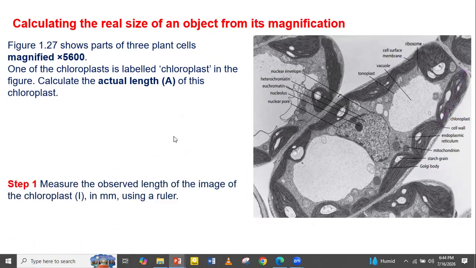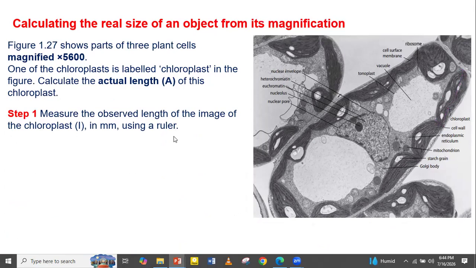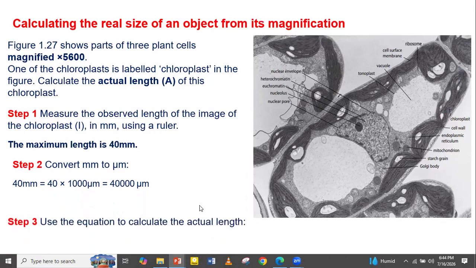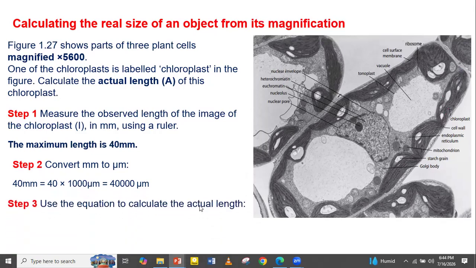So in simple terms, measure the observed length of the image chloroplast using a ruler. We saw that the maximum length was 40 millimeters. We changed millimeters to micrometers so that we got 40,000 micrometers. And we use our equation to calculate actual length. So actual length is equivalent to image over magnification. So that's how we have 40,000 divided by 5,600.